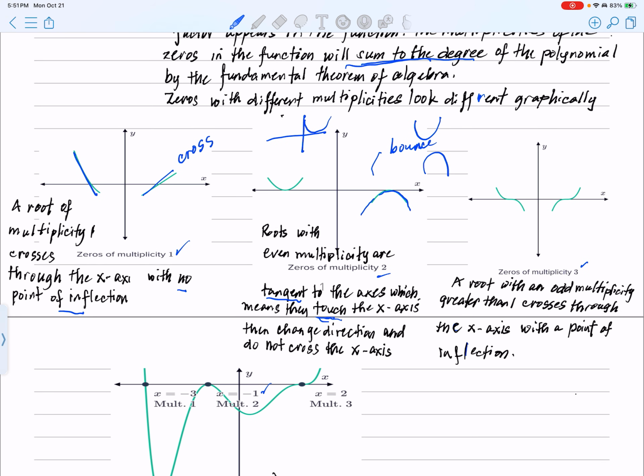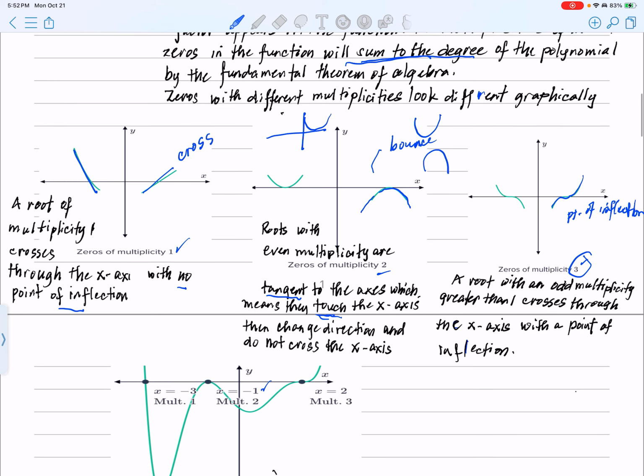Say bounce or turn. Next is zeros of multiplicity 3. It now changes direction, like here it crosses and then it moves to the opposite direction. A root with an odd multiplicity greater than 1 crosses the x-axis with a point of inflection. There is a point of inflection because there will be a change from decreasing to increasing.